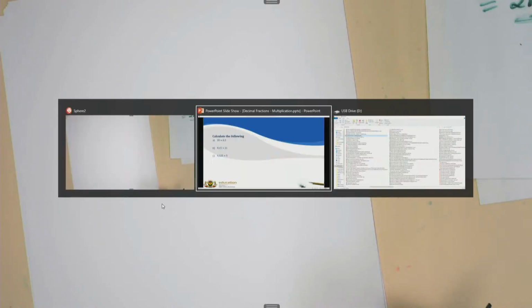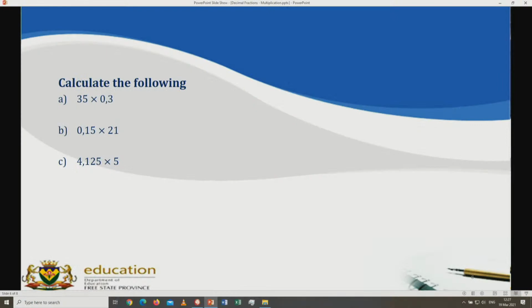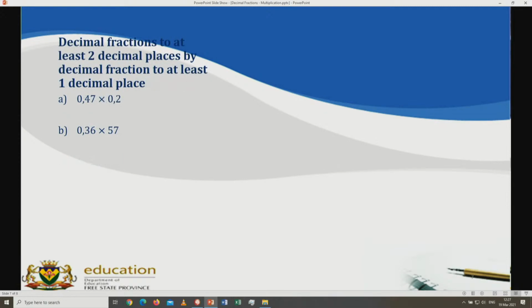Now, what I want us to do, let me go back to our presentation. Right. Remember here, we were multiplying decimal numbers by whole numbers, and these decimal numbers must be at least 2, 3 decimal places. Now, let us look at the decimal fractions to at least 2 decimal places by decimal fraction to at least 1 decimal fraction.